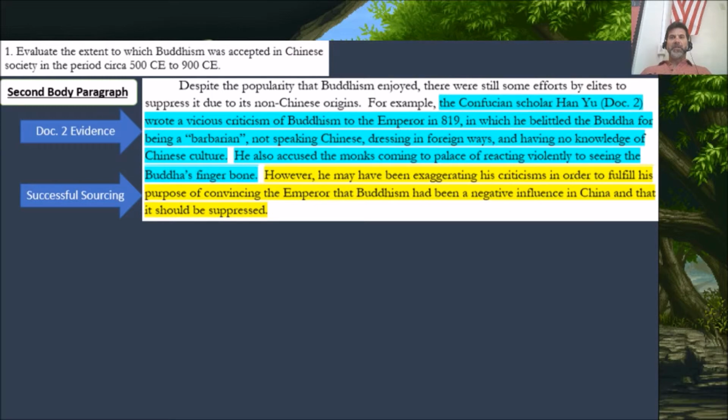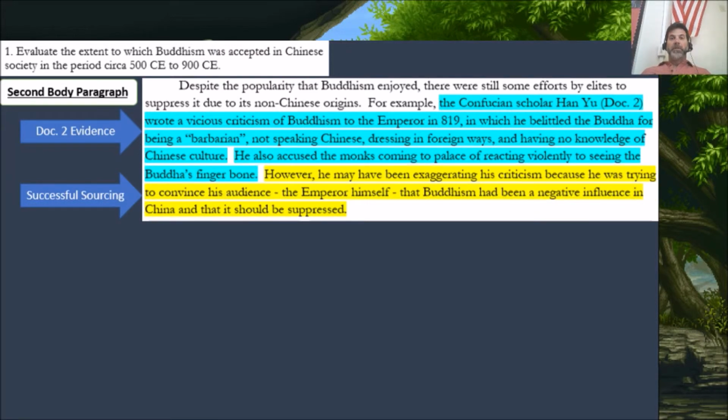And there's other ways to do it. You could think about audience or purpose for the document and how that might influence it. However, he may have been exaggerating his criticisms in order to fulfill his purpose of convincing the emperor that Buddhism had been a negative influence in China and that it should be suppressed. So now this is explaining how his purpose is really relevant to analyzing this document and how that explains why we're seeing what we're seeing in the document.